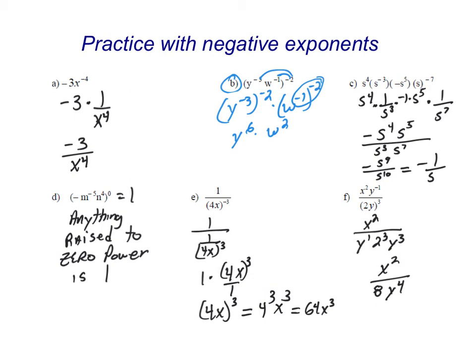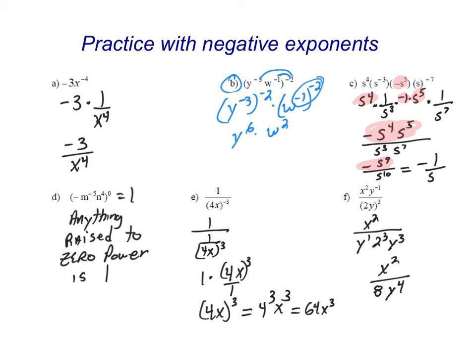Now, one thing you might be wondering is over here in part C. Please be very careful of this negative s to the 5th. The negative is not part of the s, or in other words, it's not a negative s being raised to the 5th. It's just s being raised to the 5th. So that comes out to be a negative 1 times s to the 5th times s to the 4th, and that gives us that negative s to the 9th power.